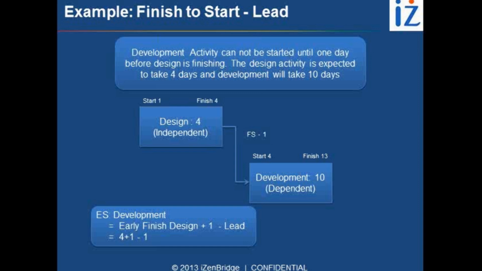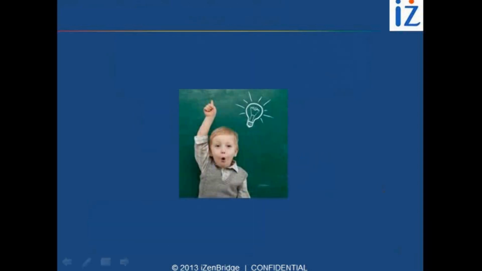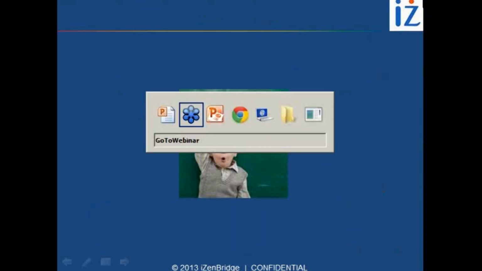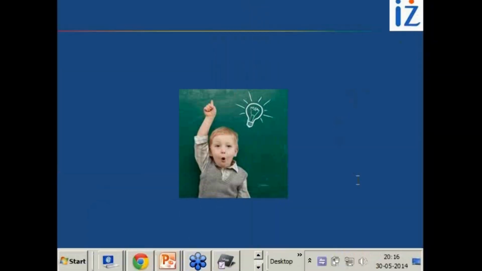Development will not start on the 4th day because it has a finish to start relationship with -1. So it will run in parallel only for the last day. It's not like it can start on the 4th day. That is how the relationship puts a constraint on it, but with minus, with some lead days. So now we are done with the finish to start relationship and with lead and lag. If there are any questions here, I can take them.